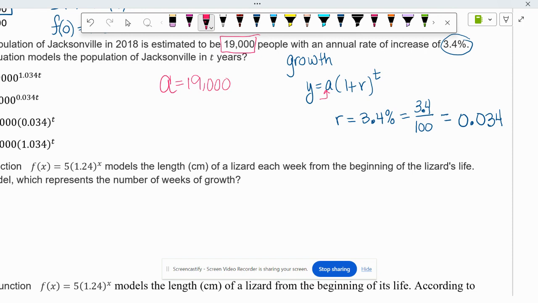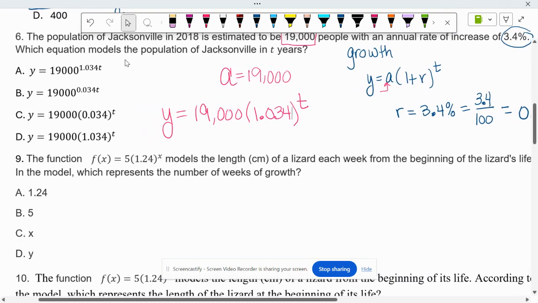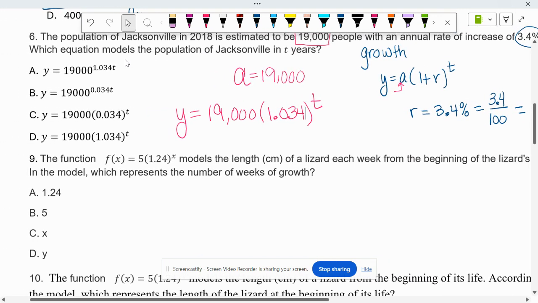So what's our equation going to look like? So y equals, hang on, slow down. Y equals what? 19,000. Parenthesis, keep going, Jaden. Nope. Yeah, 1.034. Don't forget you got to add that, right? To the power of t. So what answer should we have chosen for this one? D. We should have chosen D.